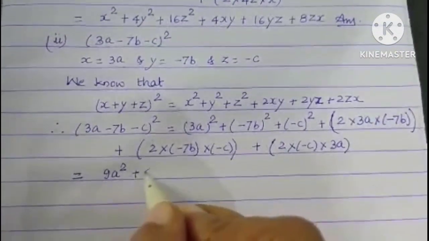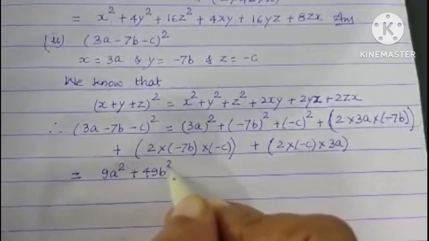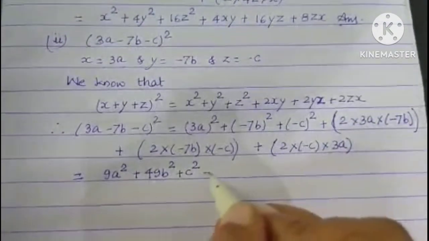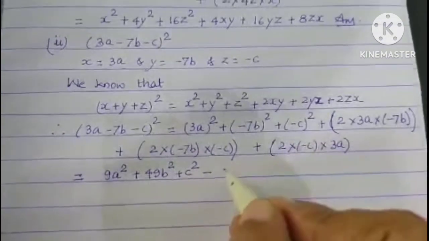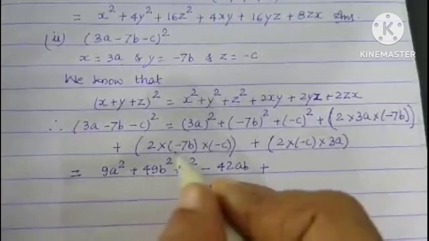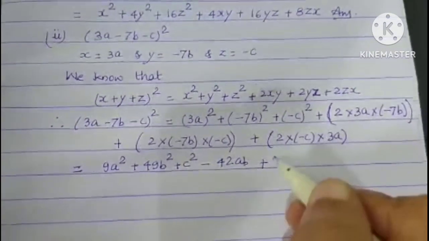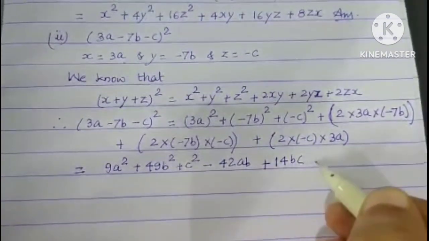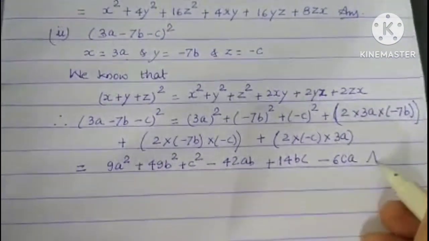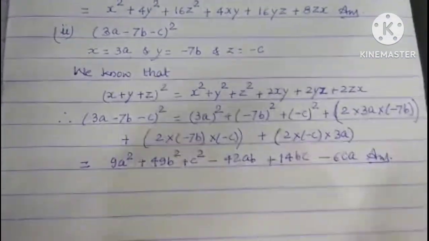plus 49b square plus c square. Then here we will have minus 42ab, then we will have plus, minus times minus is plus, 14bc, then we will have minus 6ca, and this will be our answer.